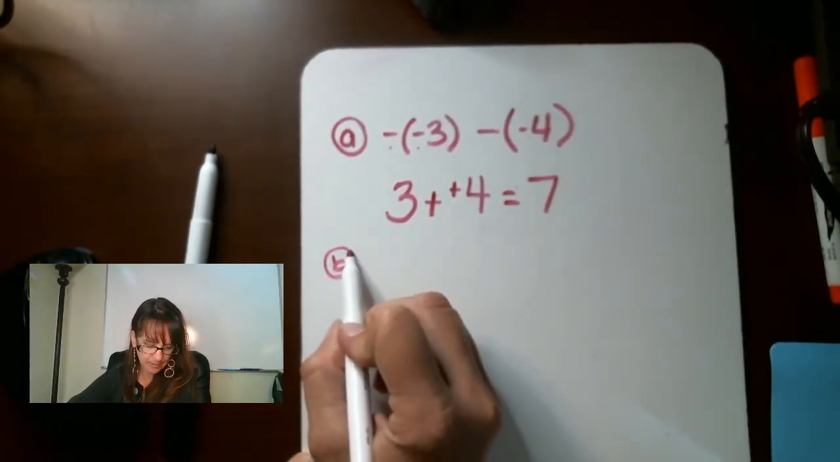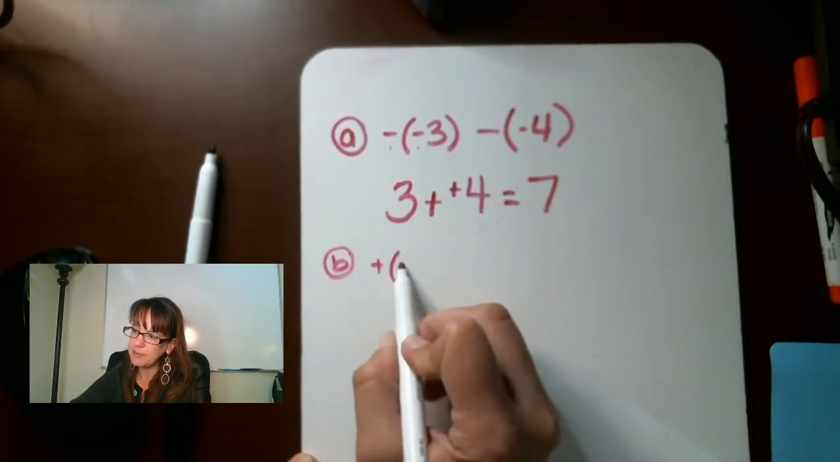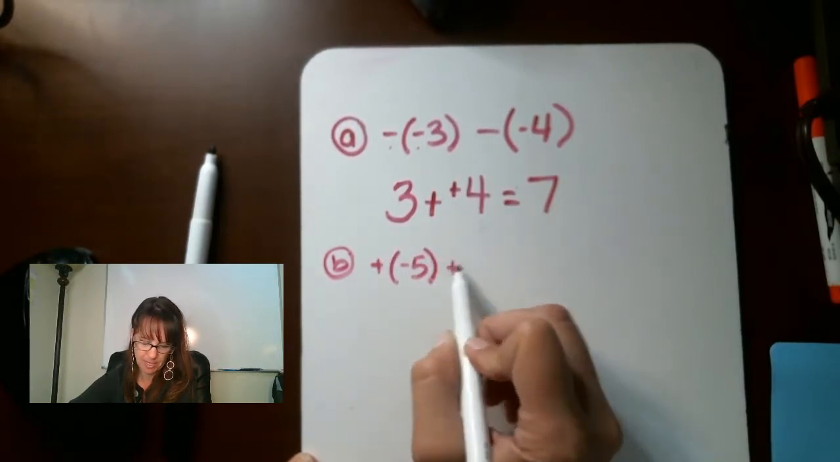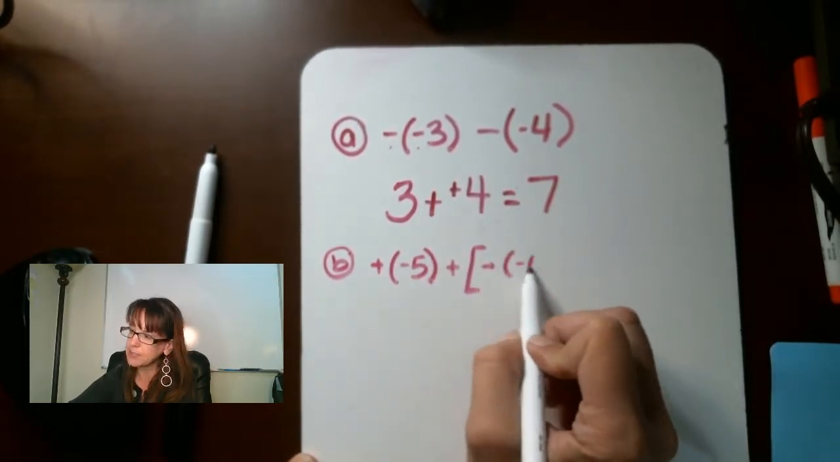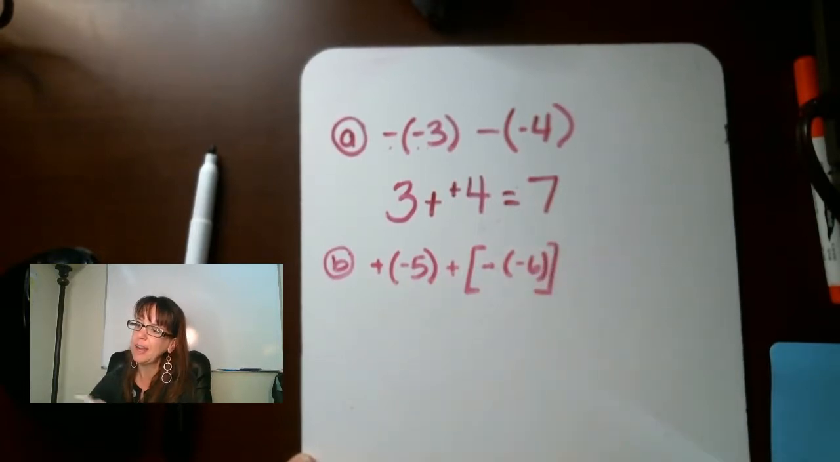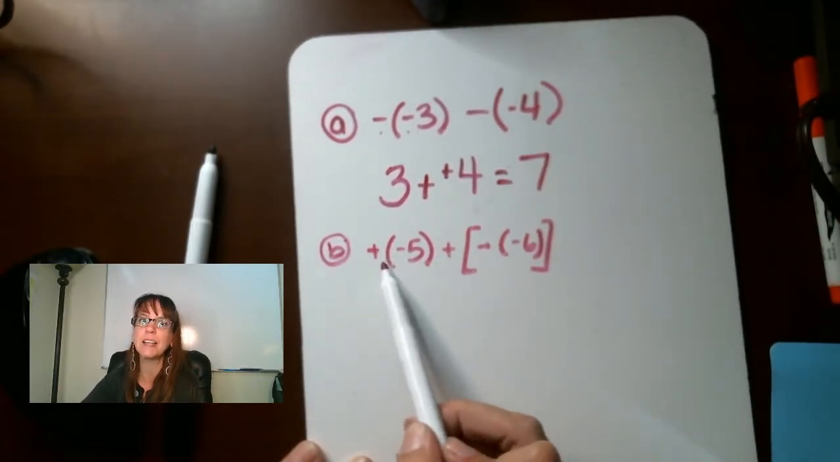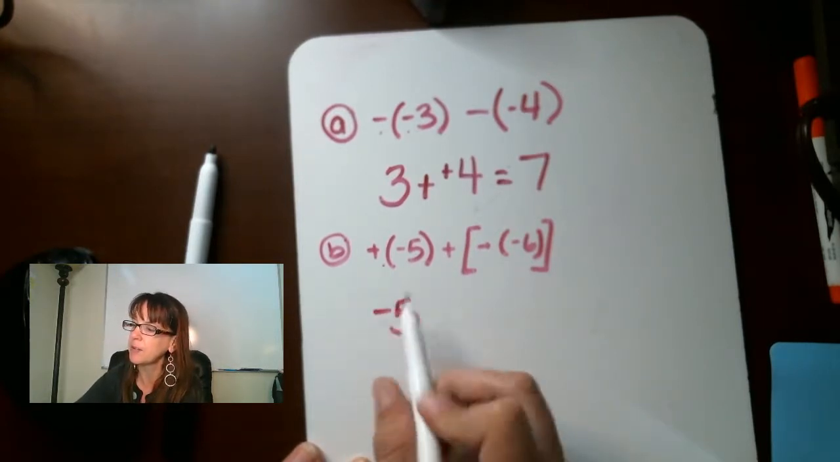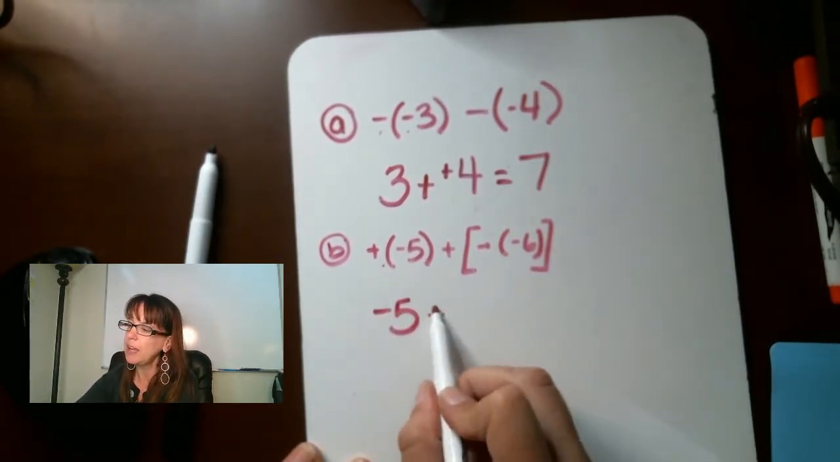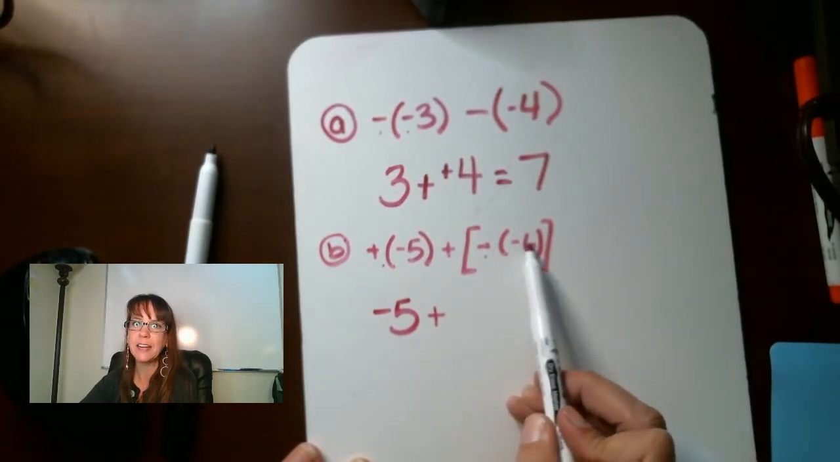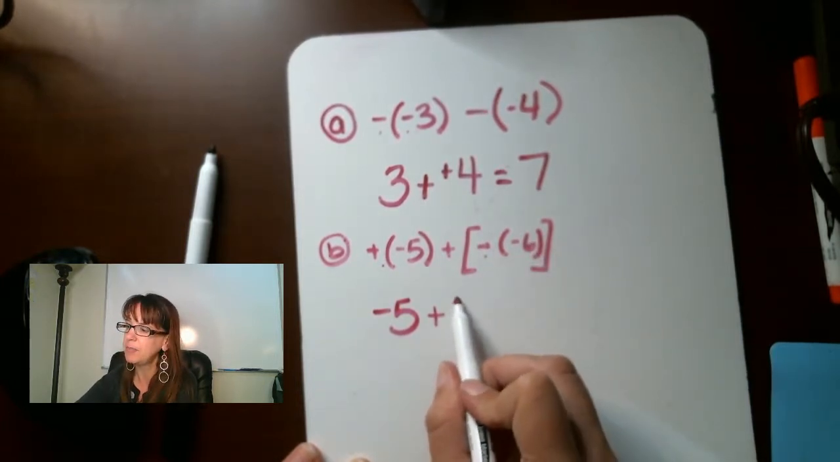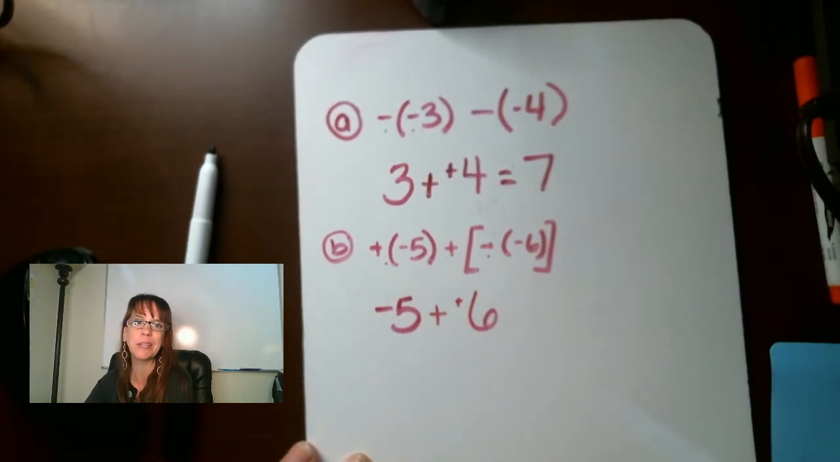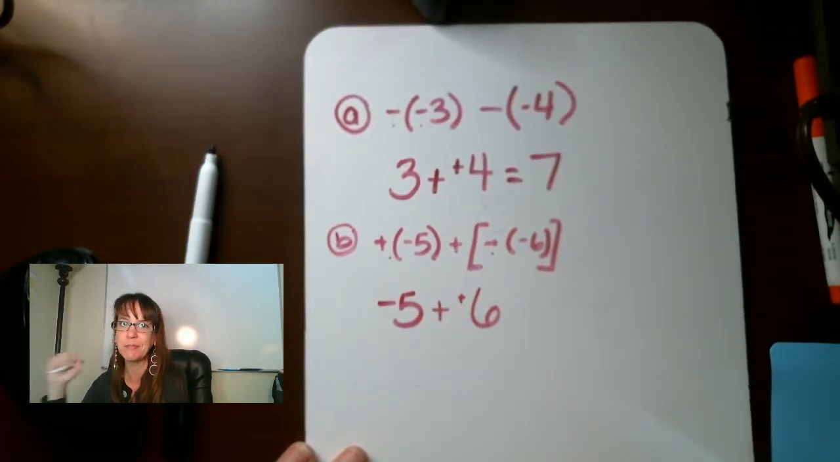For B, let's go through that. We have positive -5 plus -6. In this case, positive -5 is going to be -5. We don't have to do anything with that positive. Plus the opposite of -6 will give us +6. And again, we don't even have to write that little positive notation in there, but it's helpful to do so.